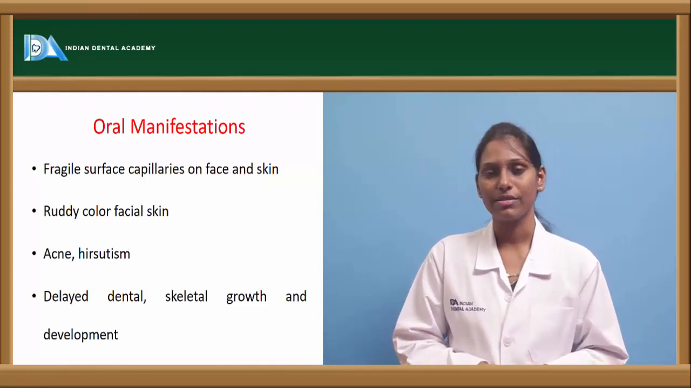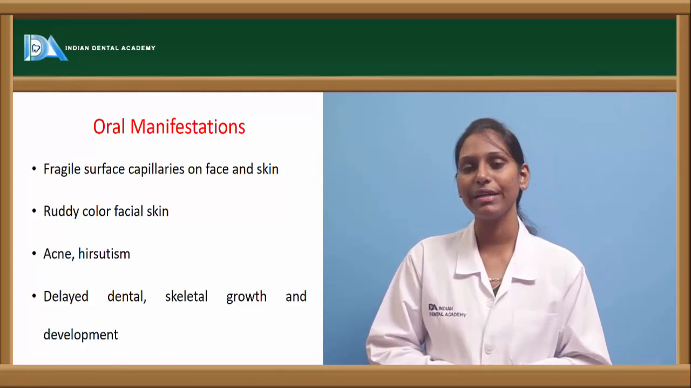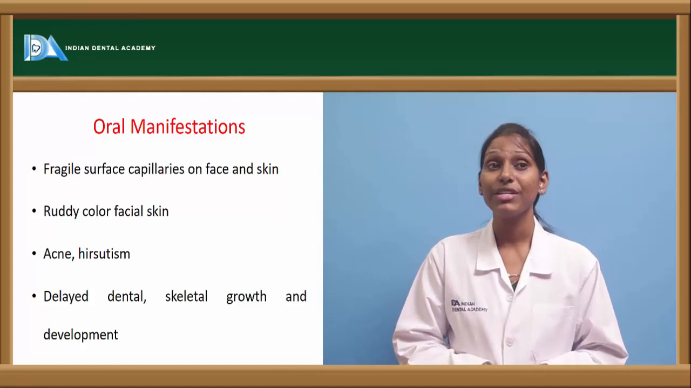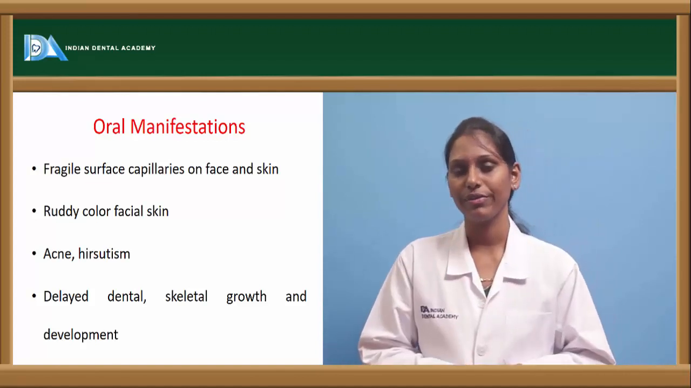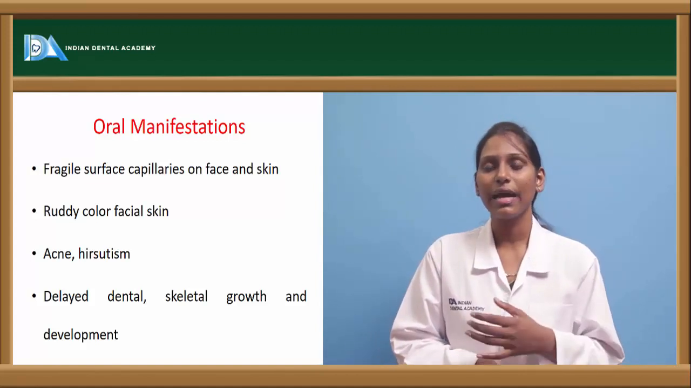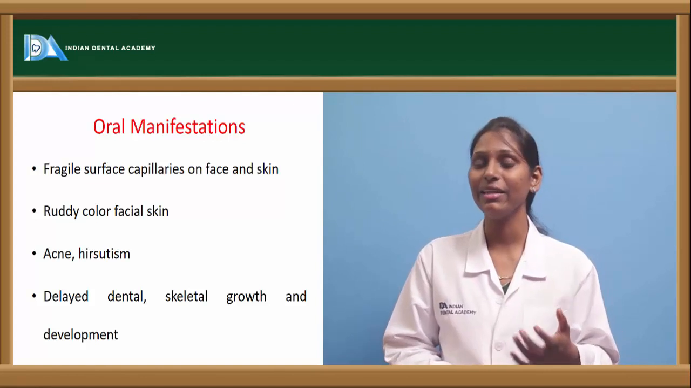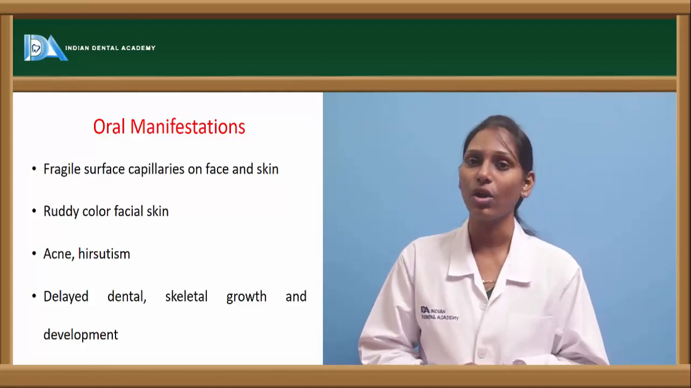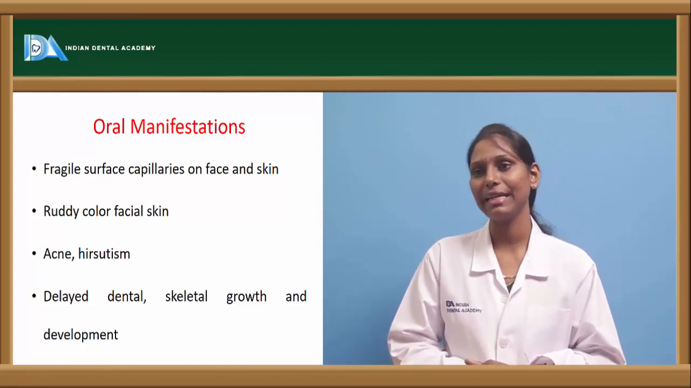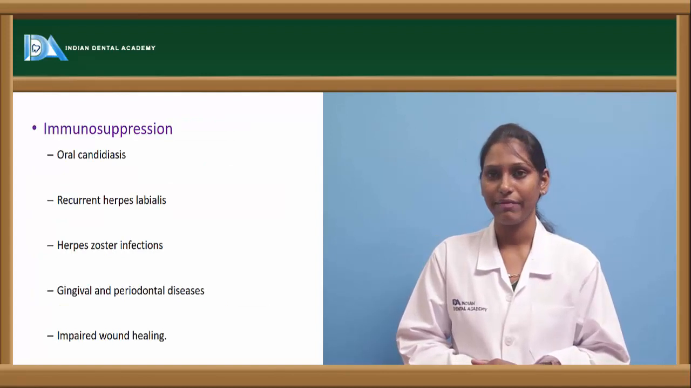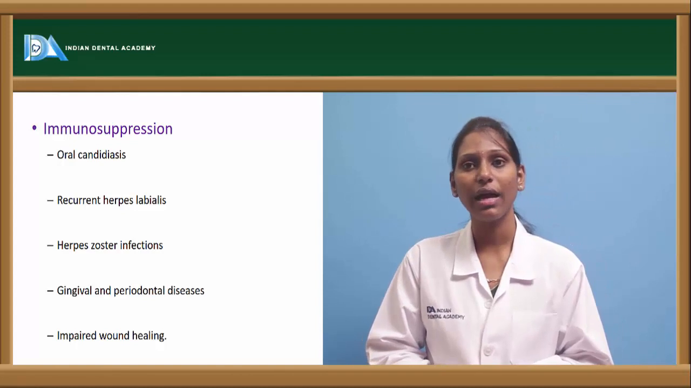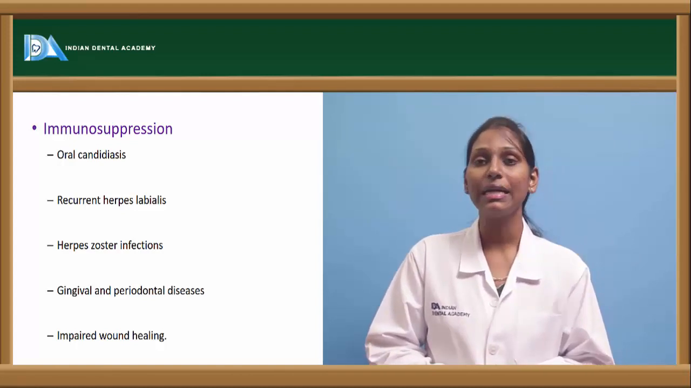Now coming to oral manifestations. These patients have various manifestations like fragile surface capillaries, especially on the face and skin. When we are talking about orofacial symptoms, the patient's face is usually ruddy in color. This can be mistaken as the patient being hale and healthy, but that color is usually because of excessive cortisol. Patients can present with acne and hirsutism, and coming to dental, they have delayed dental and skeletal growth and also delayed skeletal development. In these cases, as we already have seen, there will be immunosuppression because cortisol has a negative effect on immunity, where there will be decreased immunity.